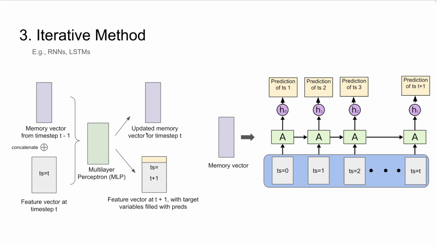One is the updated memory vector for the current time step. The second is the prediction for your target variable, or whichever other variables are also missing from the next time step. This memory vector is something that you pass along throughout the time steps.